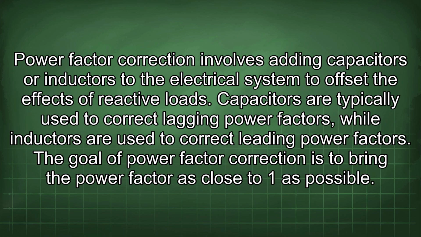Power factor correction involves adding capacitors or inductors to the electrical system to offset the effects of reactive loads. Capacitors are typically used to correct lagging power factors, while inductors are used to correct leading power factors. The goal of power factor correction is to bring the power factor as close to 1 as possible.